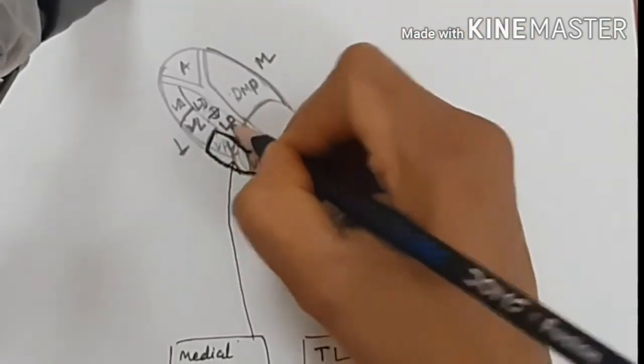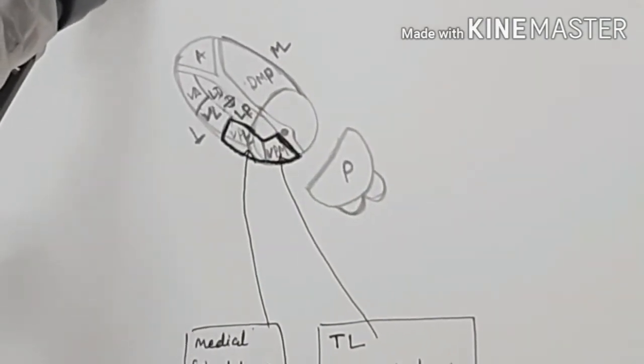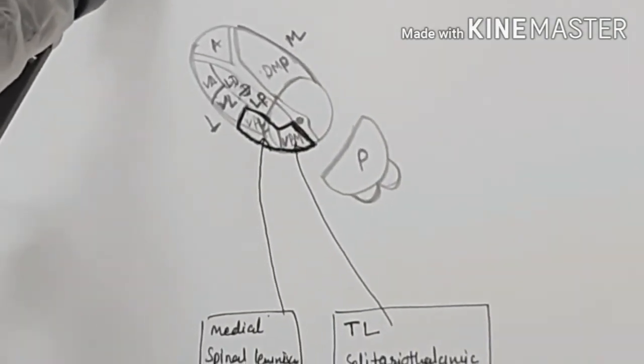The dorsal part is divided into the lateral dorsal and lateral posterior parts.